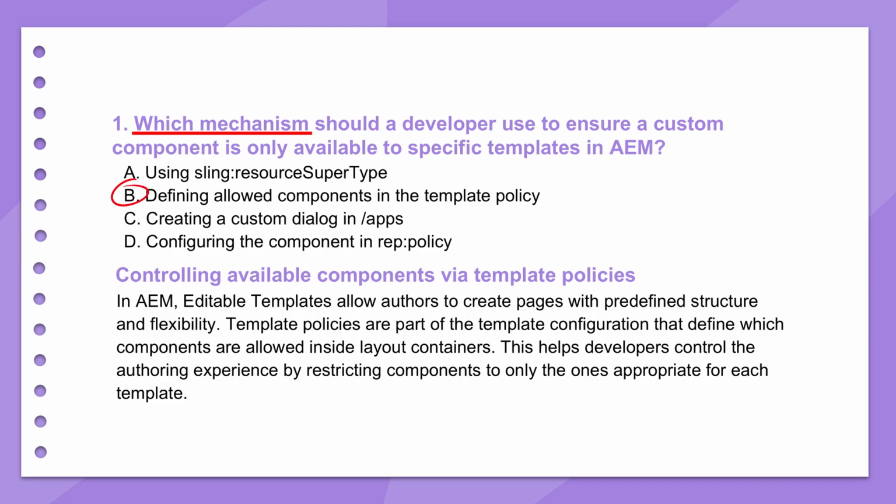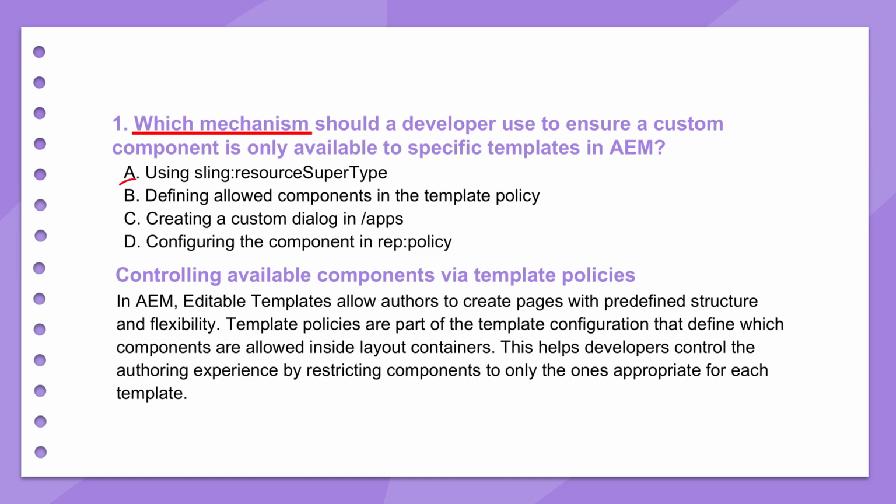Like A, sling:resourceSuperType, or C, custom dialogs and apps, and D, configuring in rep:policy. Good question. So, sling:resourceSuperType is really about inheritance between components. You use it to build on an existing component, not really restrict where it can be used on a template. Got it. Inheritance, not placement control. Exactly. And custom dialogs, that's all about the authoring pop-up for the component, the fields and settings inside it. It doesn't control where you can actually drop that component on a page.